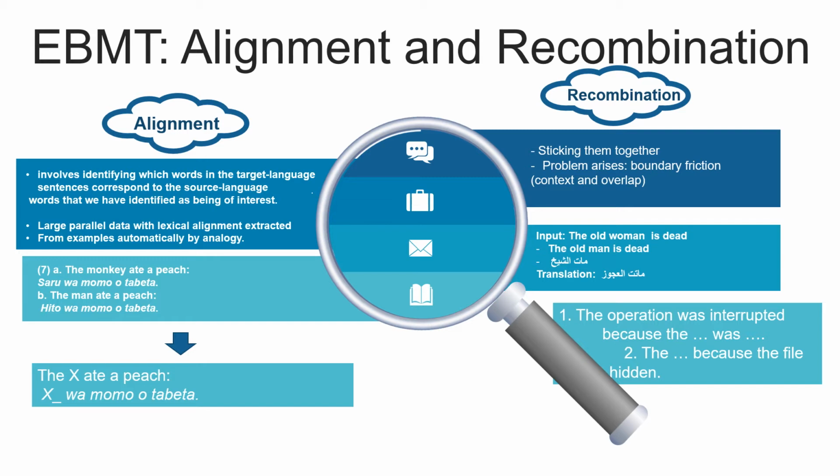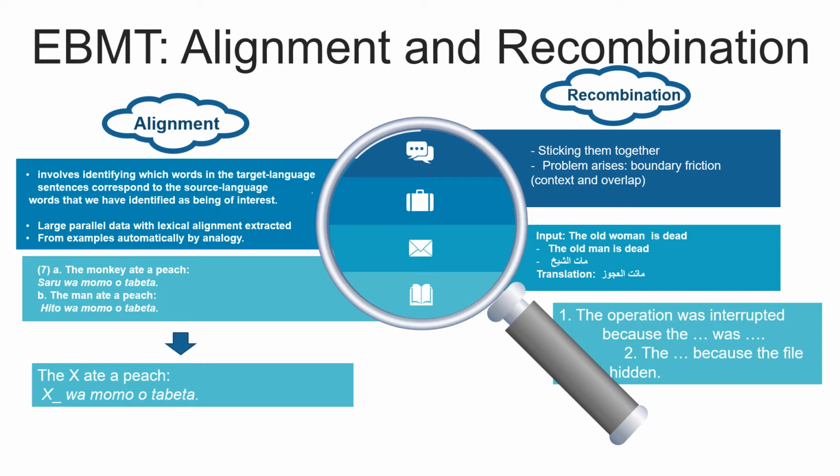Second, recombination. Once the appropriate target language words and fragments have been identified, it should be just a matter of sticking them together. At this stage, a further problem arises, generally referred to in the literature as boundary friction. Fragments taken from one context may not fit neatly into another slightly different context.